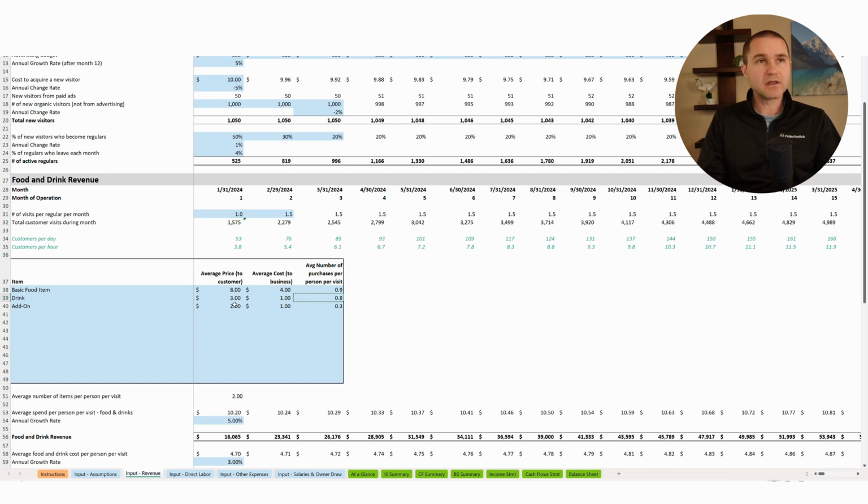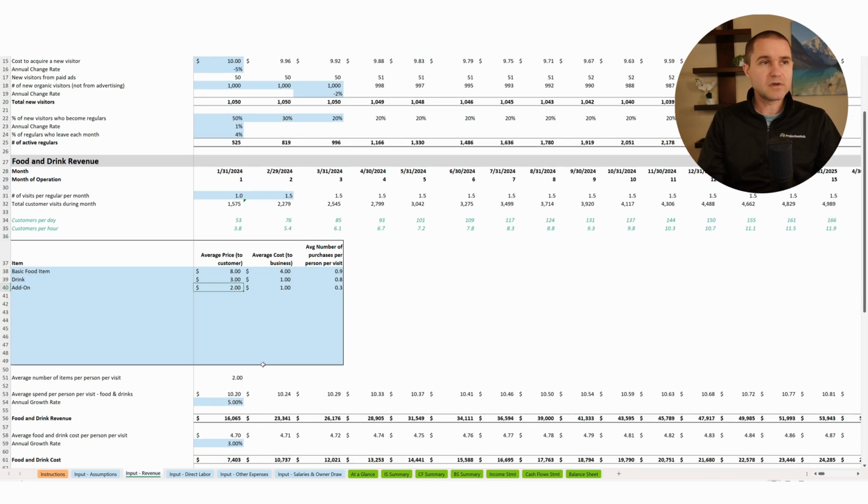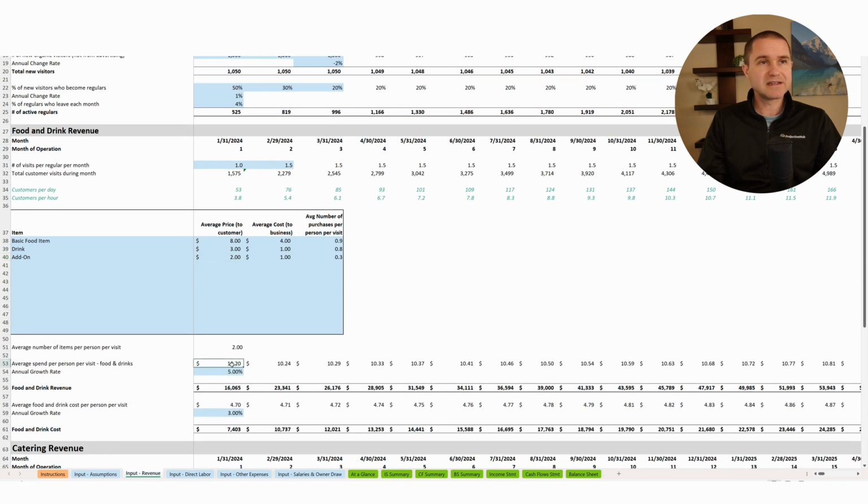0.8, or 80% of them, are going to order a drink. And 0.3, 30% of them, are going to order an add-on. So all of that is going to be calculated here to come up with our average customer ticket. And here we can see the average customer ticket is $10.20.